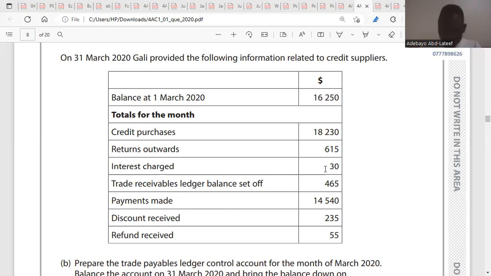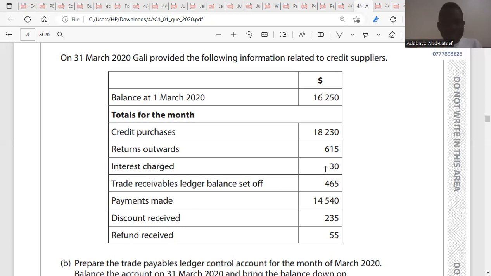On your credit side, you're going to have the balance brought down, which is the balance at March 2020, 16,250. Your credit purchases, because the purchases journal is trade payables now. So they already wrote credit purchases, so it's going to be on the credit side. Just take note of that.